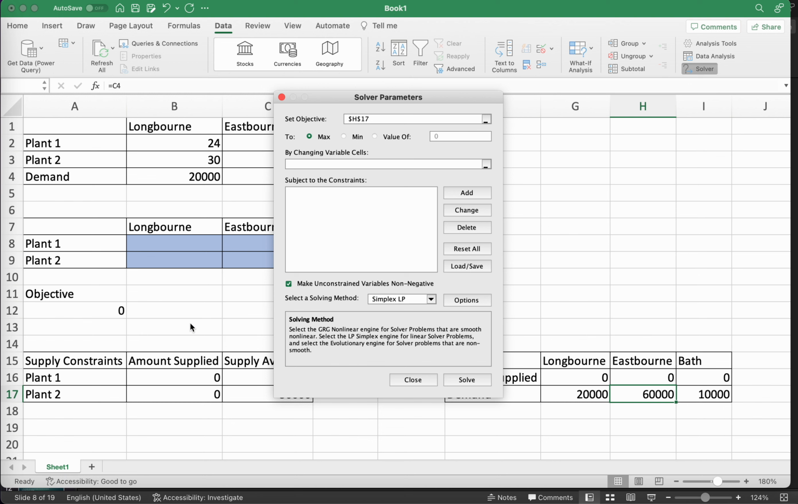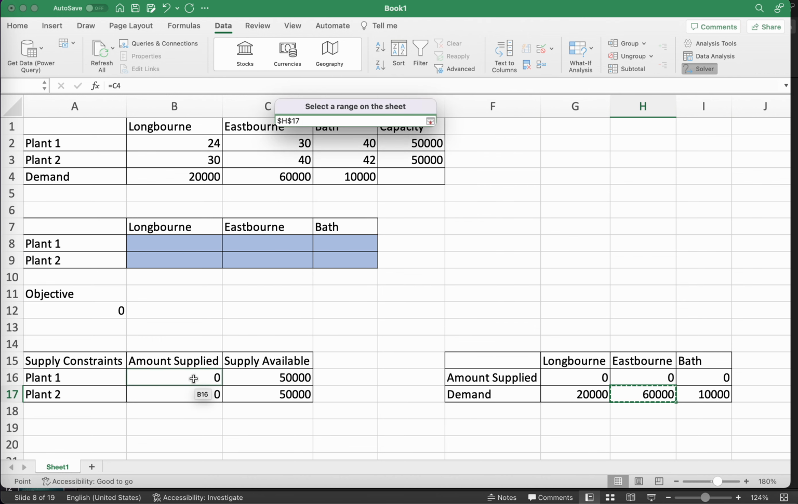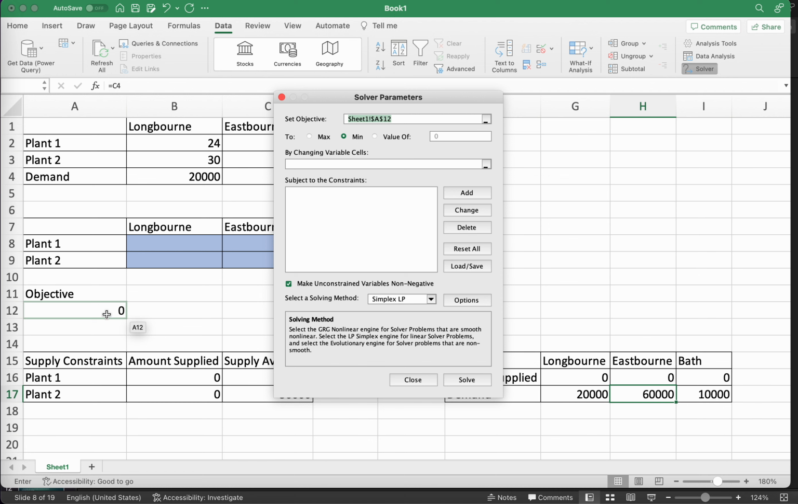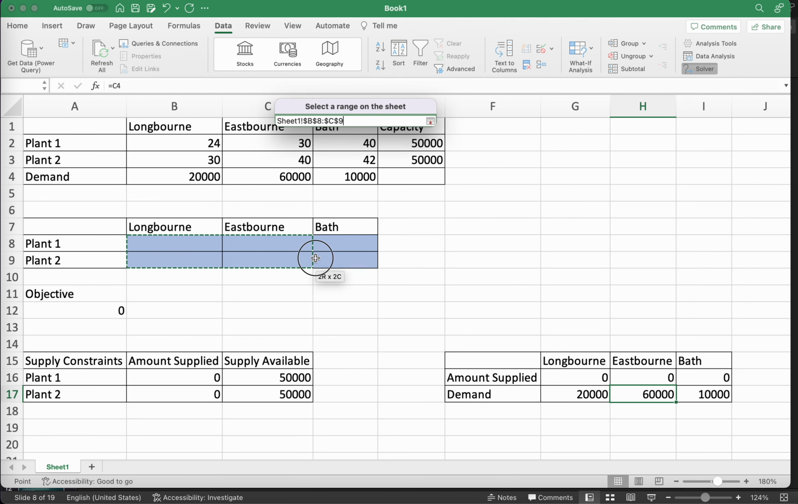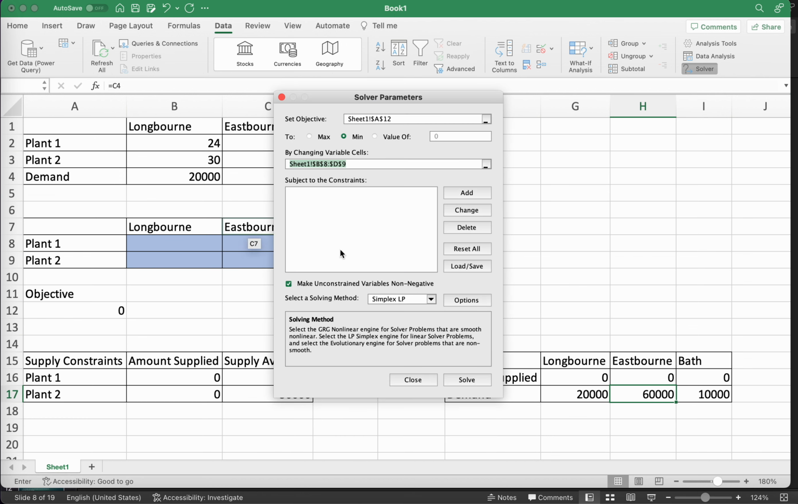Okay, so first, this is a cost minimization problem. So I'm going to choose minimize. And the objective for me is in this cell right here. That's where I wrote the formula for the objective. So A12, that's where I wrote it. So it'll be A12. Now the variables. So these are all the variables that I have, and that's why I like coloring them, so I know exactly where they are. So these are all my decision variables, right?